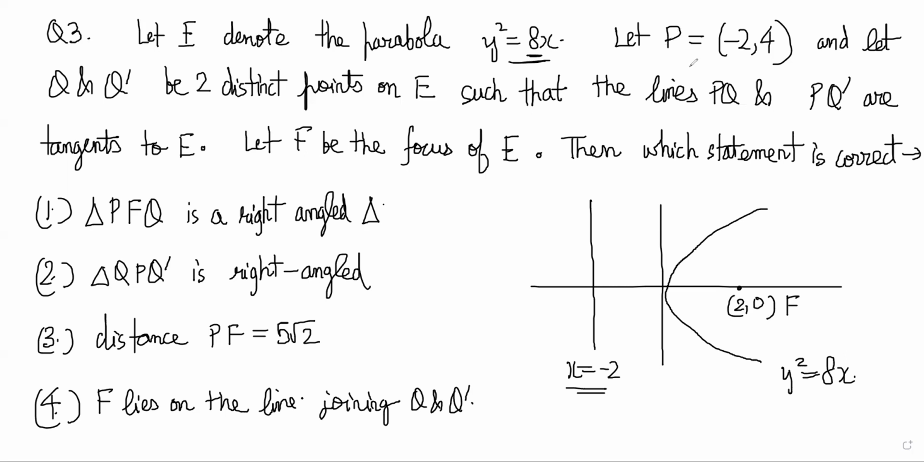Now notice that point P lies on the directrix, minus 2 comma 4. Point P is somewhere here.